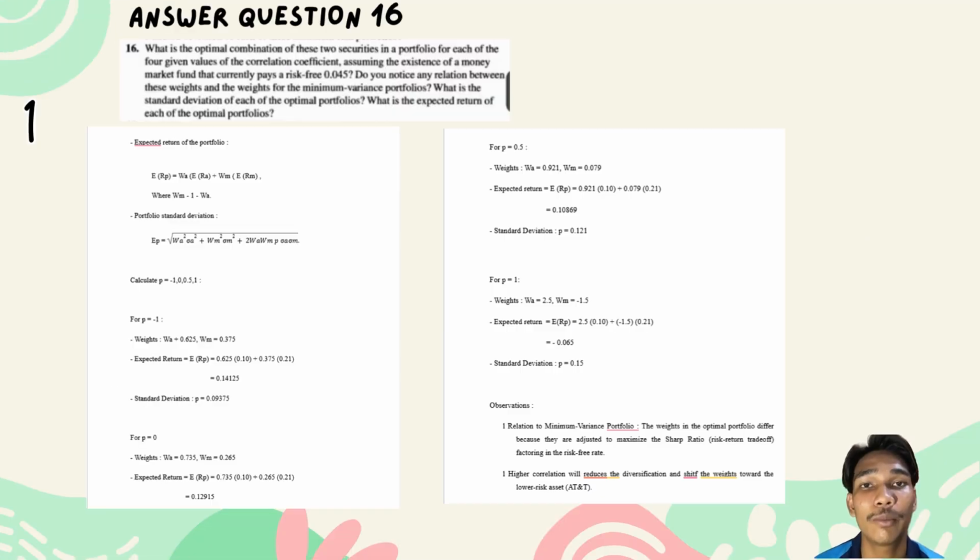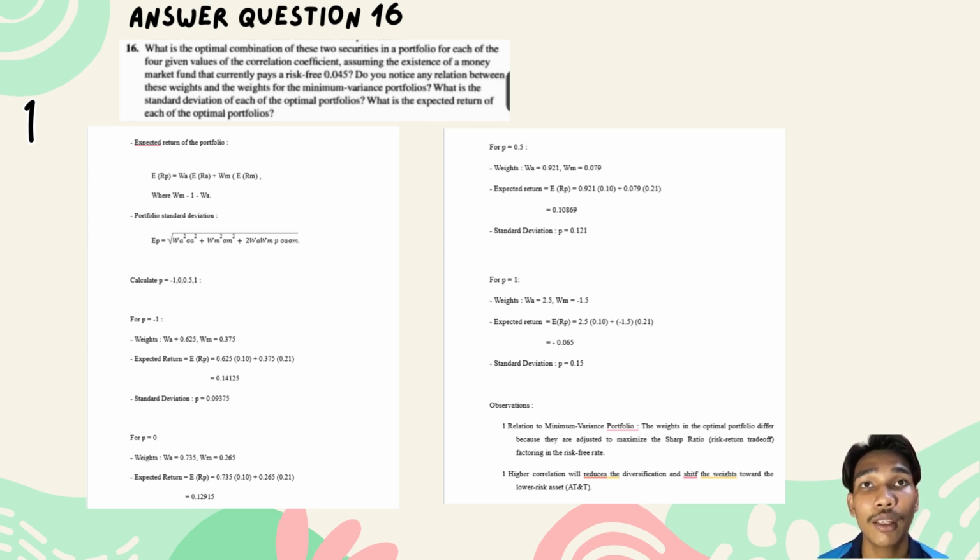So for my part, I will present question number 16. The question is, what is the optimal combination of these two securities in a portfolio for each of the four given values of the correlation coefficient, assuming the existence of a money market fund that currently pays a risk-free rate of 0.045? Do you notice any relation between this weight and the weight for the minimum variance portfolio? What is the standard deviation of each of the optimal portfolios, and what is the expected return of each of the optimal portfolios?